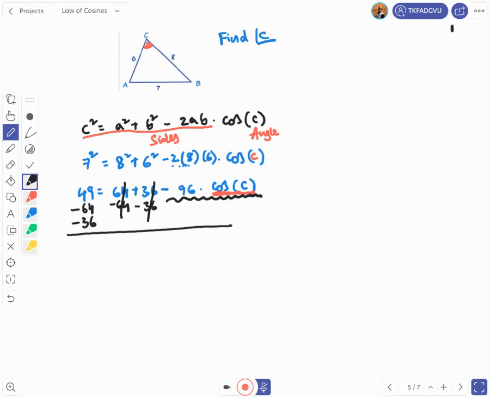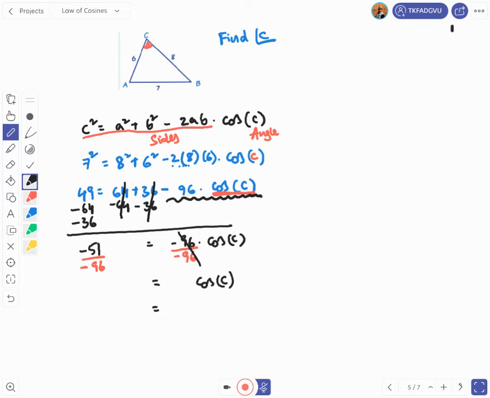Let me grab my calculator. 49 subtract 64, then subtract 36, you are getting negative 51. So negative 51 equals negative 96 times cos C. Here 96, I mean negative 96, is multiplying. To eliminate it, we divide, because division is the inverse operation of multiplication. So this gets cancelled. You are left with cos C equals negative 51 divided by negative 96.